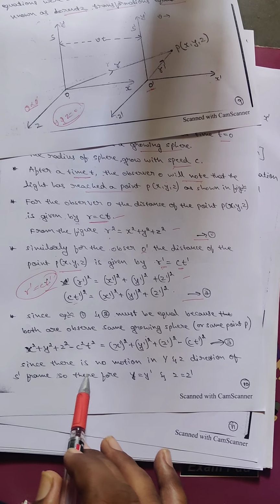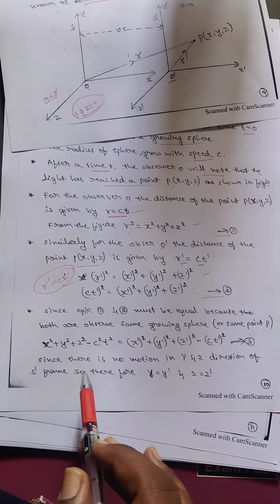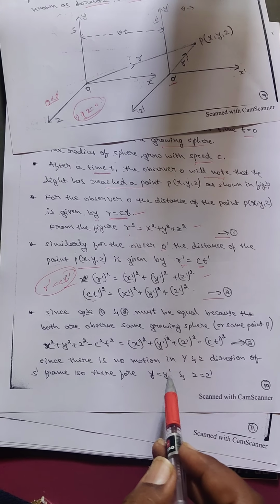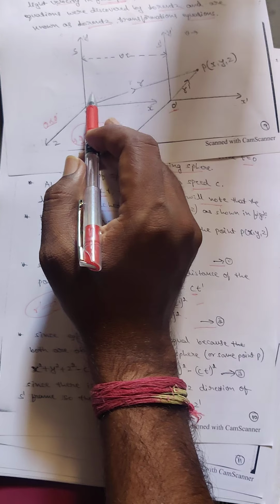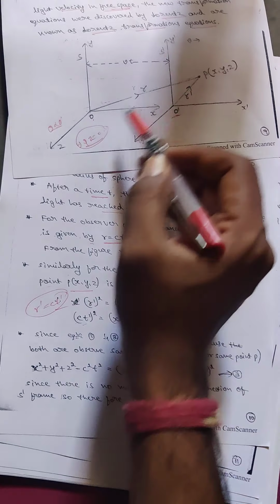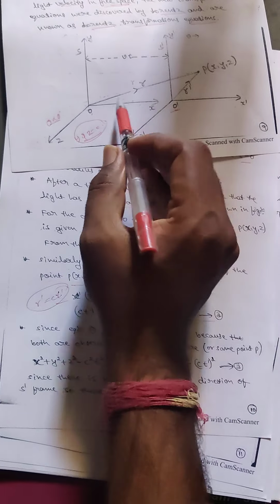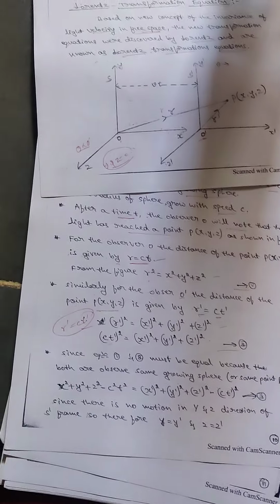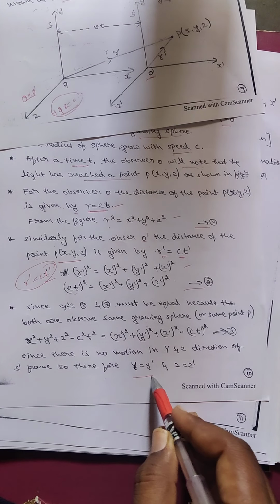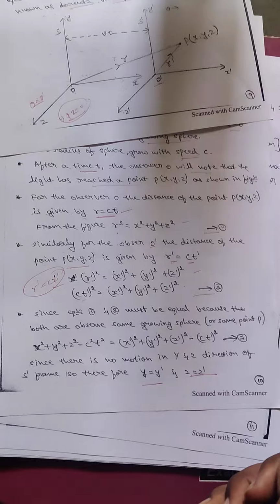Since there is no motion in the y and z directions of the S dash frame, y equals y dash and z equals z dash. I already said that there is no movement along the y and z axes, so y equals y dash, z equals z dash. The movement is only in the x direction.